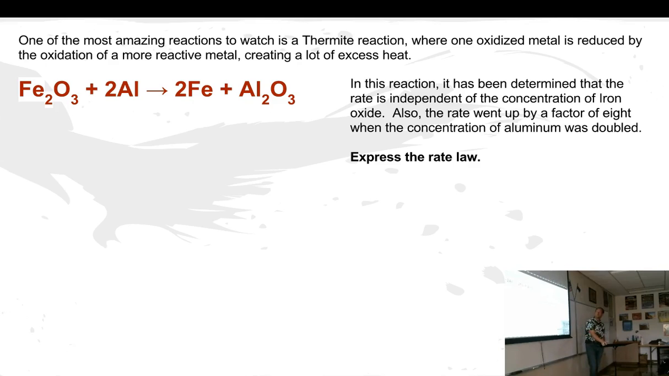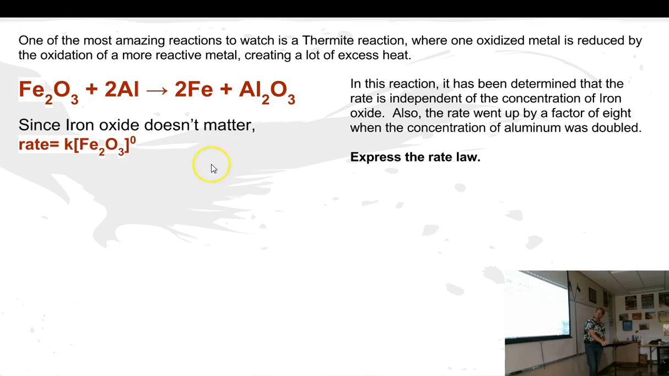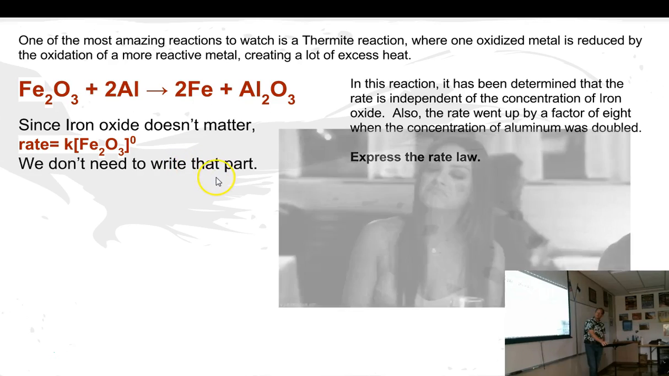Express the rate law. Iron oxide doesn't matter, so we can raise that to the 0 power. Right? That's a 0 order reaction. We don't need to write that part.